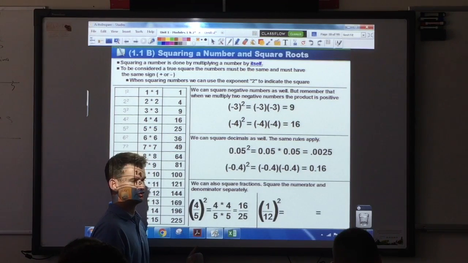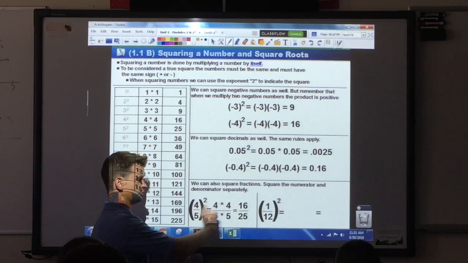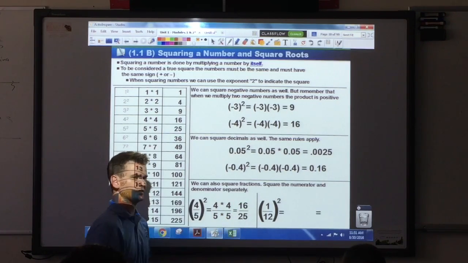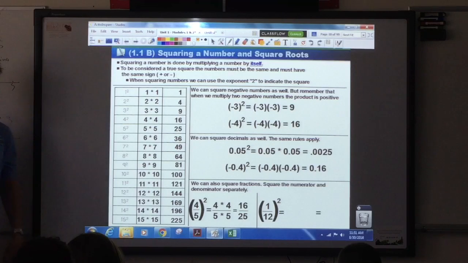16 over 25. You multiply the top, you multiply straight across. You multiply the bottom, multiply straight across. It's easy. Don't let fractions scare you, man. Like I said, fractions are fun.